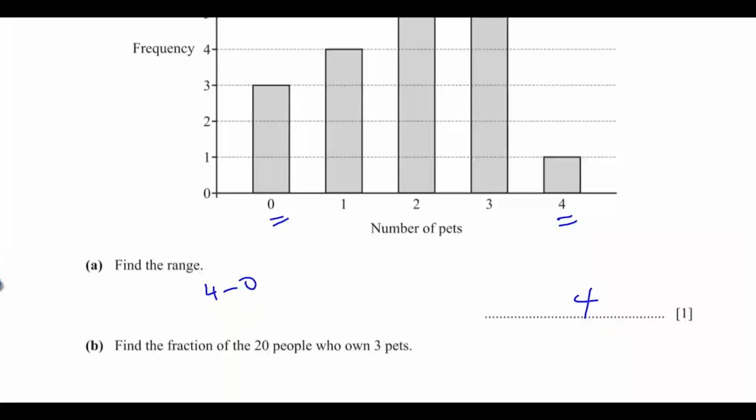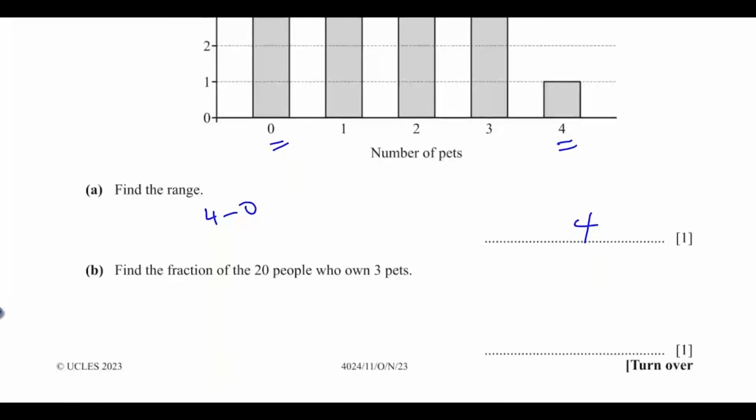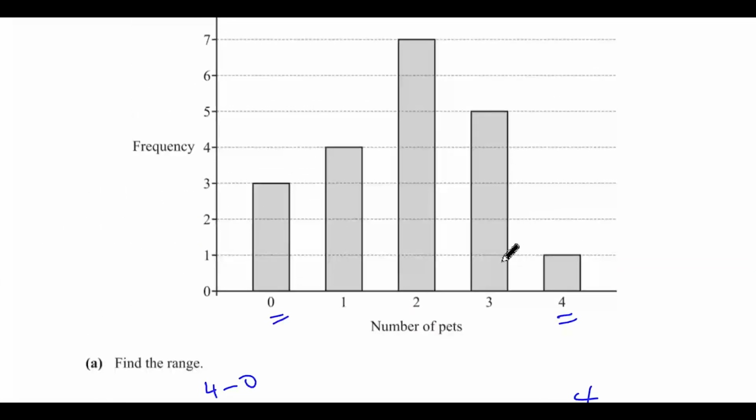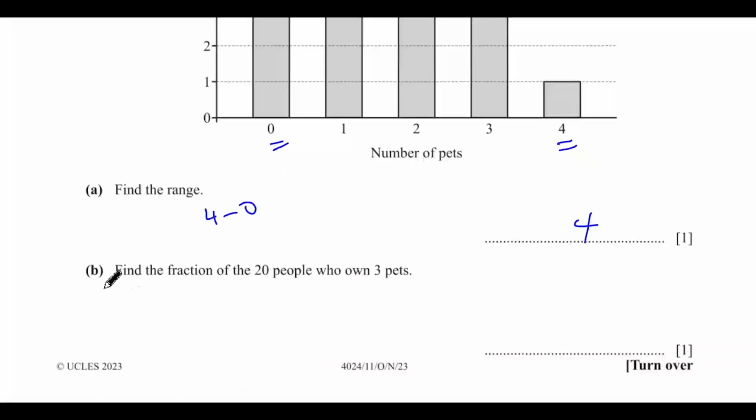Then part B. Find the fraction of the 20 people who own 3 pets. So 3 pets will be this, and the number is 5. So that will be 5 out of the total, which is 20. So we have 5 out of 20, which is the same as 1 out of 4, as 5 goes into 5 and 20 respectively. So this will be 1 out of 4.